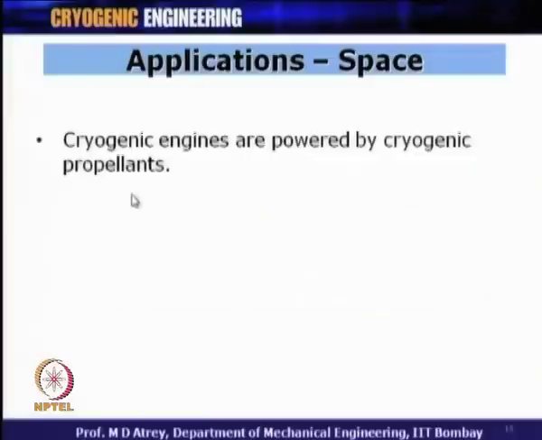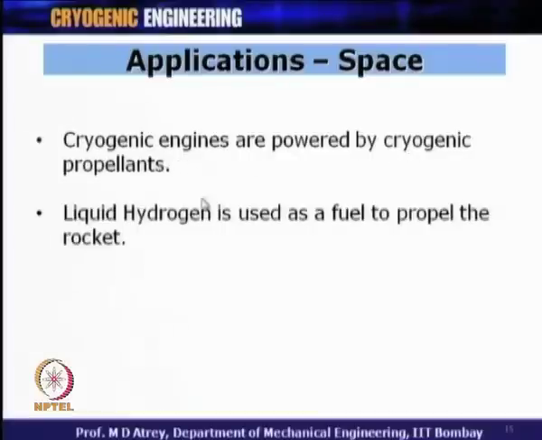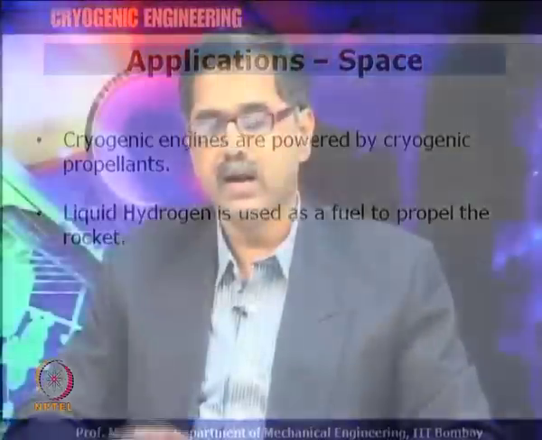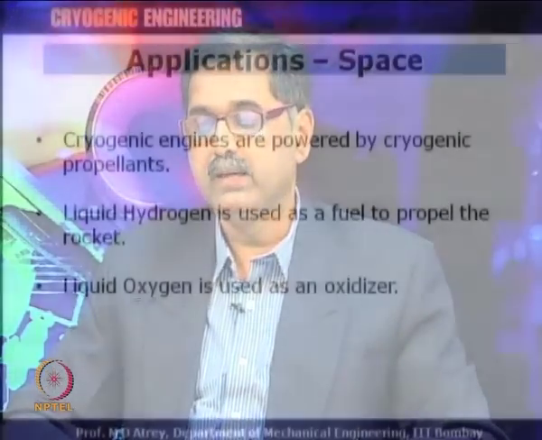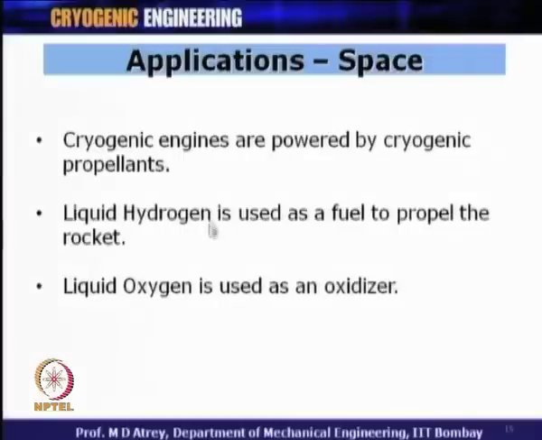Now, what are they? Cryogenic engines are powered by cryogenic propellants. You know, different propellants are there, but if I use cryogenic propellant, for example, liquid hydrogen can be used as a fuel to propel the rocket. Most of you have heard about cryogenic engine, and cryogenic engine uses liquid hydrogen as a fuel. It also uses liquid oxygen as an oxidizer. So these two are important components. Liquid hydrogen is liquid at 20 Kelvin, liquid oxygen is liquid at 90 Kelvin. These two form the fuel for cryogenic engine, and therefore it can work as cryogenic propellant, and these are very, very important.